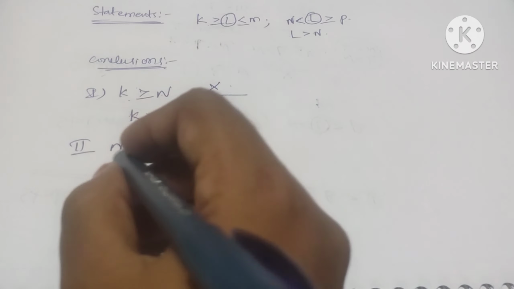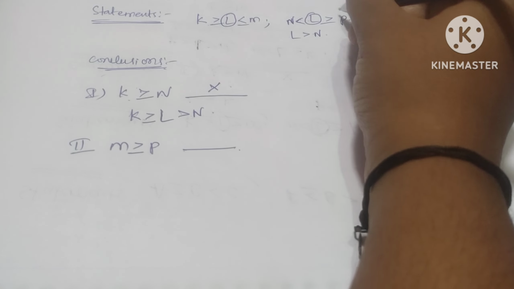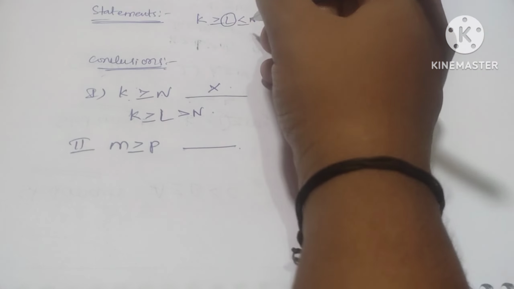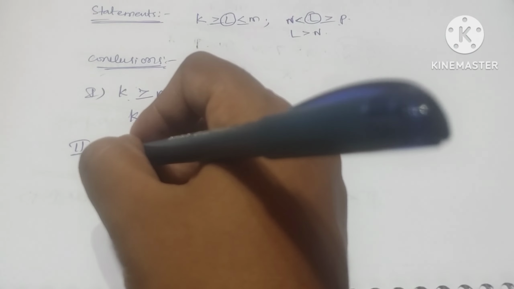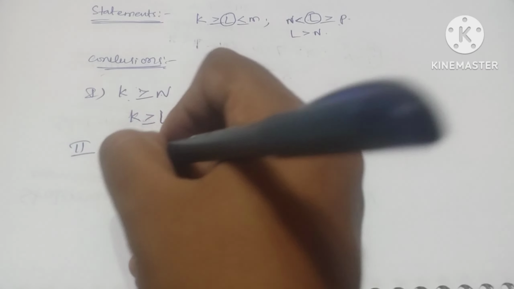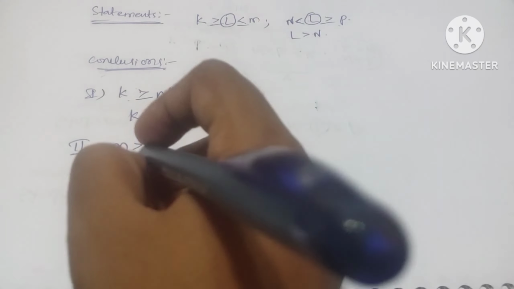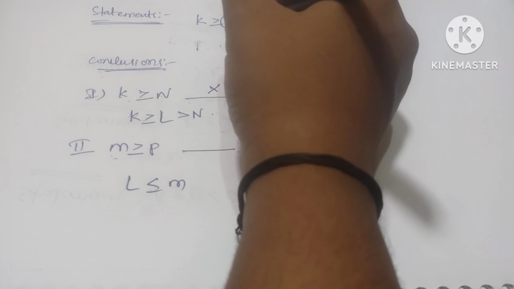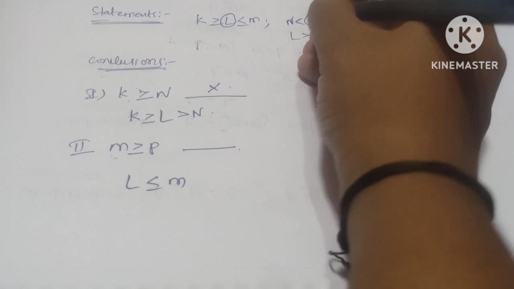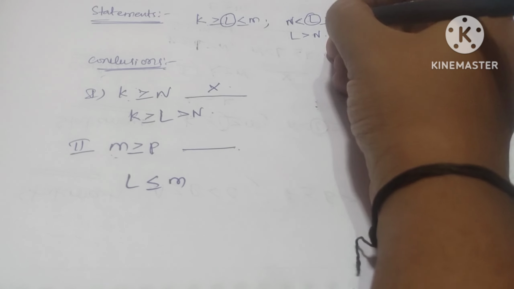Okay. M is greater than or equals to P. Here M is in the first statement and P is in the second statement, right? So, in between these two statements we have to take the common letter. Now, what is the conclusion here? M is greater than or equals to P. So, here L is less than or equals to M, isn't it? In the first statement L is less than or equals to M. In the second statement L is greater than or equals to P.